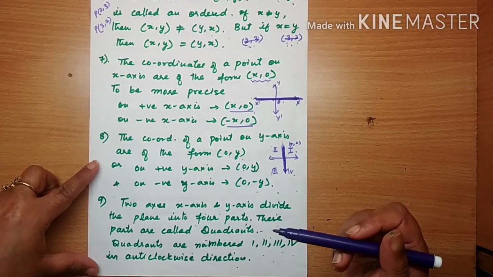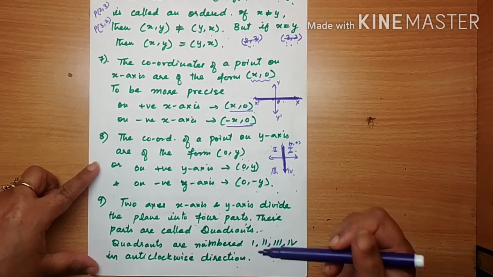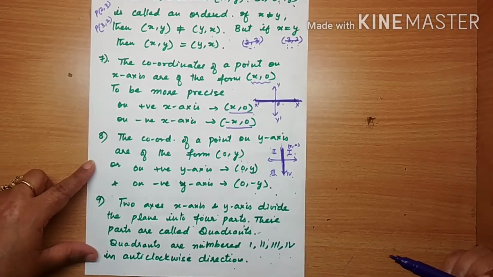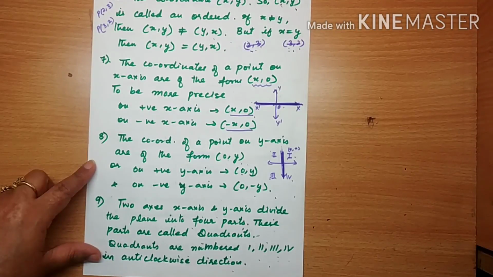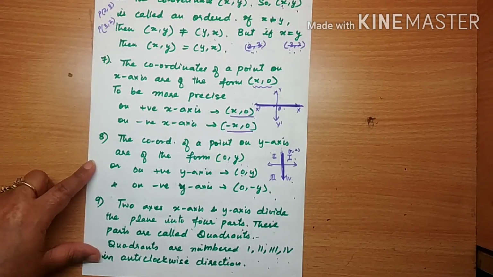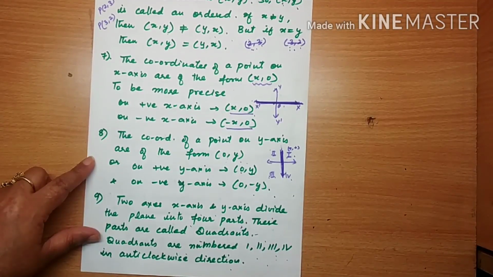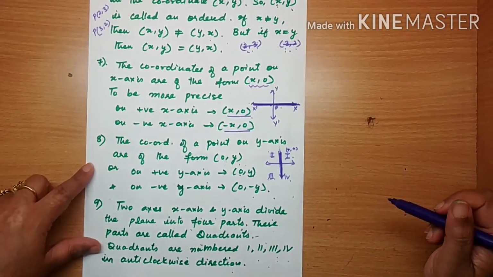The third quadrant is our lower left. So both x and y are negative. The fourth quadrant is towards the lower right hand side. So in the lower right hand side x is positive and y is negative. So in the fourth quadrant we have x positive and y negative.